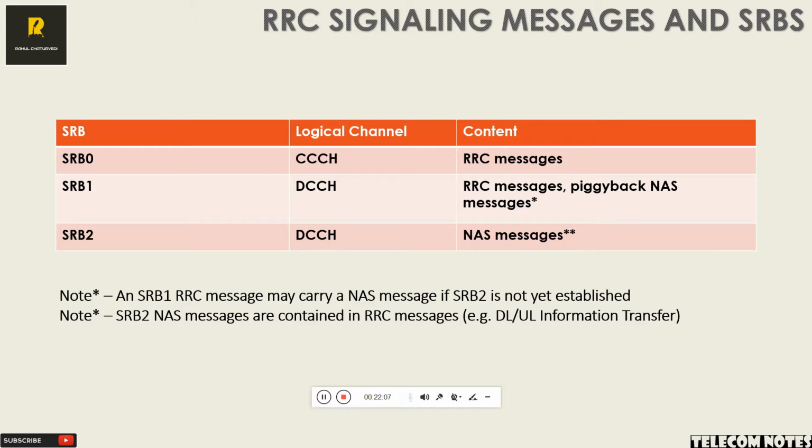SRB2 is again on DCCH, the dedicated control channel, having only NAS messages. Note that an SRB1 RRC message may carry the NAS message if SRB2 is not yet established. Again, note that SRB2 NAS messages are contained in RRC messages, for example DL/UL information transfer.